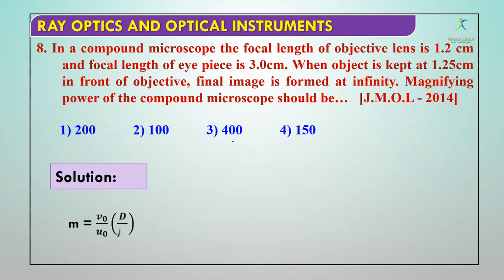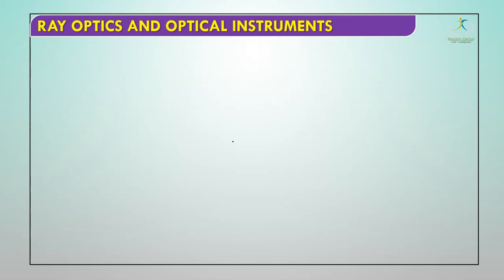So m is equal to v0 by u0 times D by fe. So 1 by f0 is equal to 1 by v0 plus 1 by u0. We just put all these values over here: the focal length is given as 1.2, and for the eyepiece the focal length is given as 3 centimeter. The object distance u is given, and the image is formed at infinity, that means 1 by infinity is given. So for that scenario, the correct answer for this question is the first one.